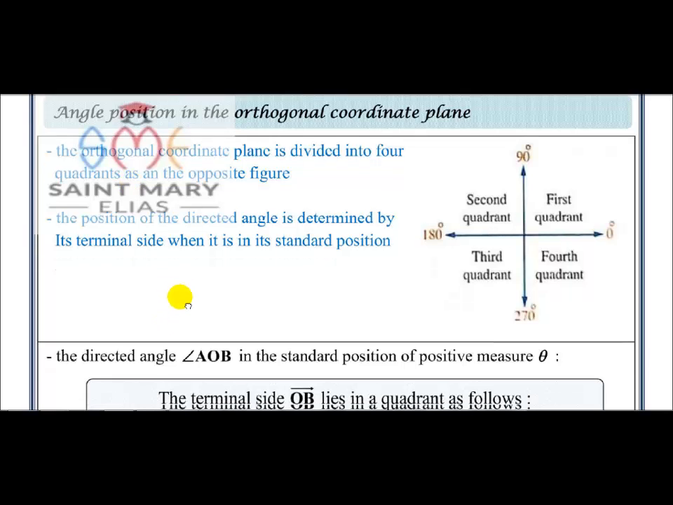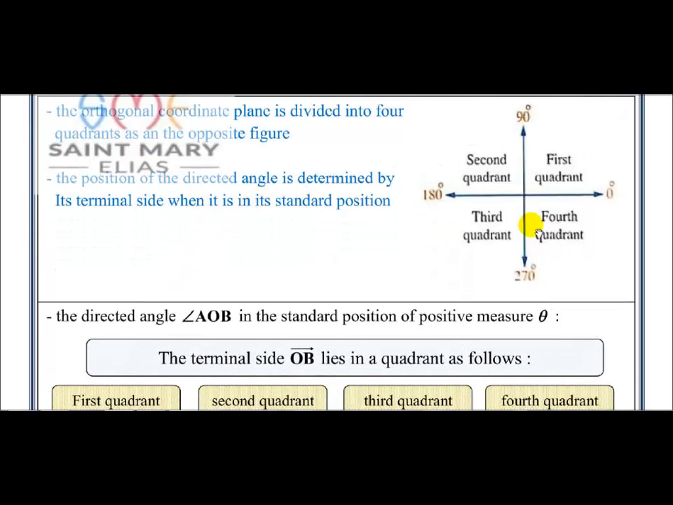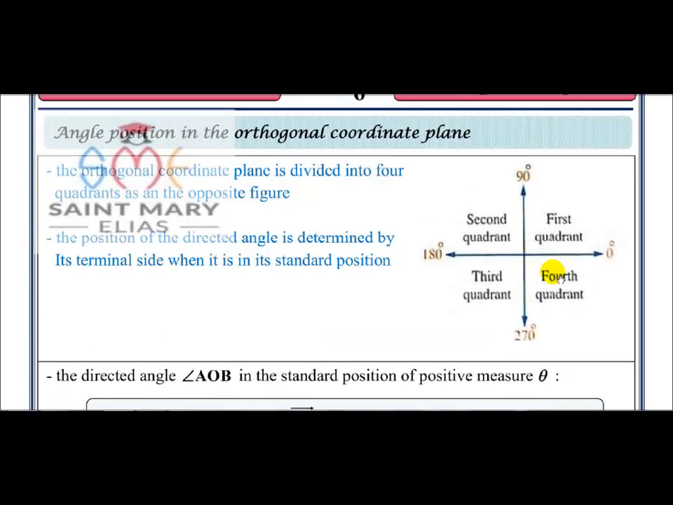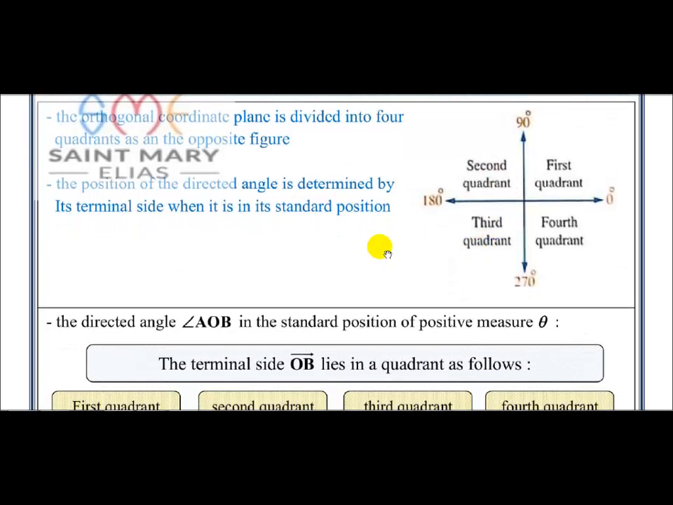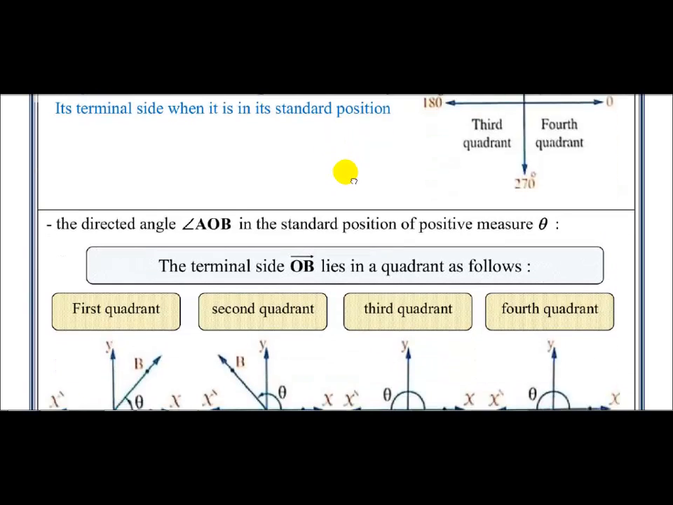The position of the directed angle is determined by what? Determined by the place of the terminal side. Where is my terminal? If your terminal side is in the first, then the position is first. When your terminal is in the second, then your position is second. The position of the directed angle is determined by its terminal side when it is in its standard position.